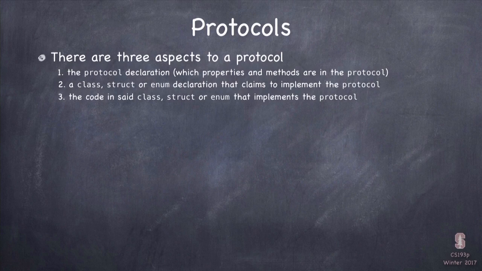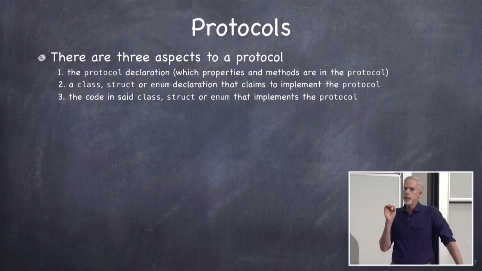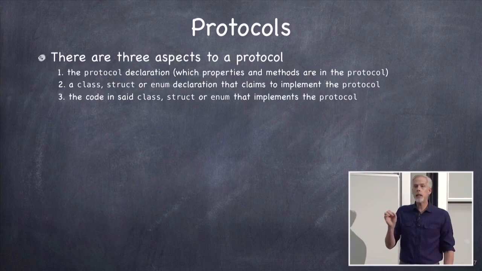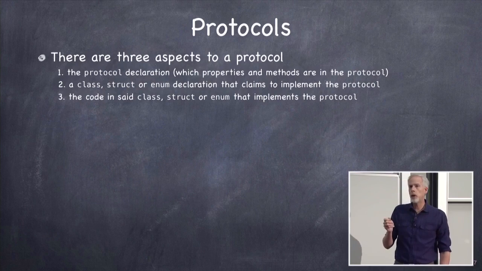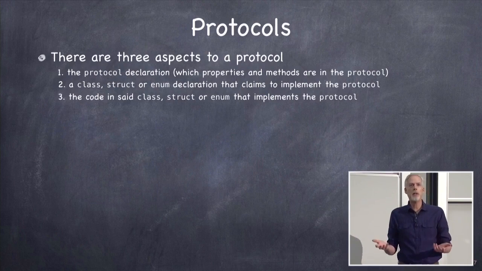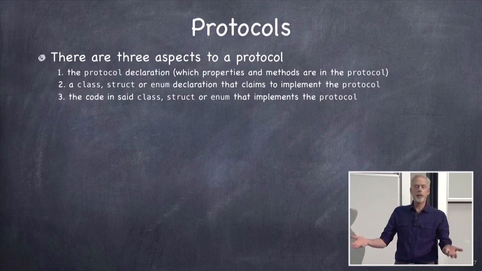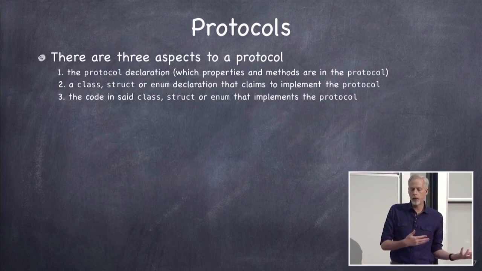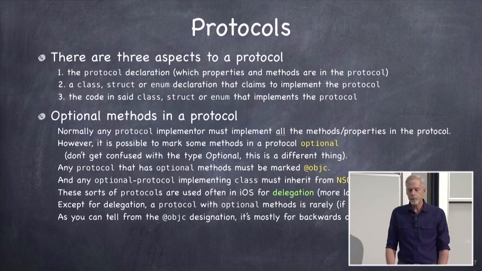Now, the three parts to a protocol. One is the declaration of the protocol. That's really simple. It looks just like declaring a class or a struct or an enum, but there's no implementation. Okay? The second part is the class or struct or enum that claims to conform to that protocol, that claims that it implements that protocol. And then, of course, there's the actual code that the class, struct, or enum that claims to implement the protocol actually does implement the protocol. So that's it. Those are the three parts of using a protocol, both the declaration and then the implementation.